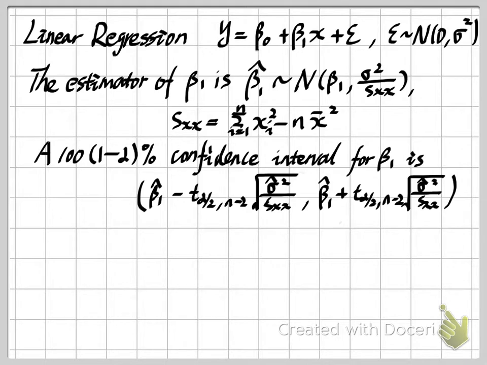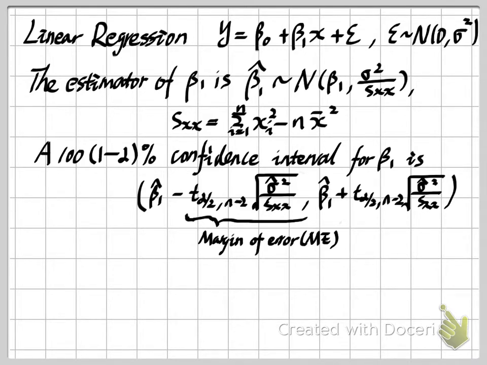Please remember the term we use to minus and plus to get the left endpoint and right endpoint of our confidence interval. This is the term t sub alpha over 2 comma n minus 2 times the square root of the variance of the distribution of our beta 1 hat. This is our ME, our margin of error. So if the question asks what the ME is for the estimator of our beta 1, we should know this is the term of t times this square root. Okay, so this is the formula we have.